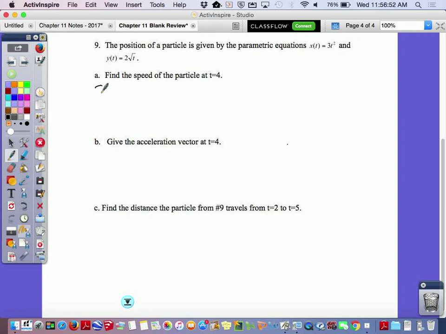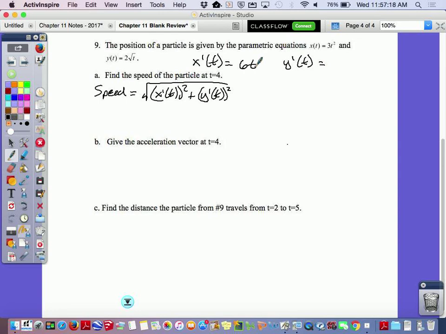So when we're asked a question about speed, before we can do the problem, we have to remember the formula for speed, which is the square root of x prime of t squared plus y prime of t squared. Since we were given the original equations, definitely want to find x prime of t and y prime of t. So x prime of t is 6t.